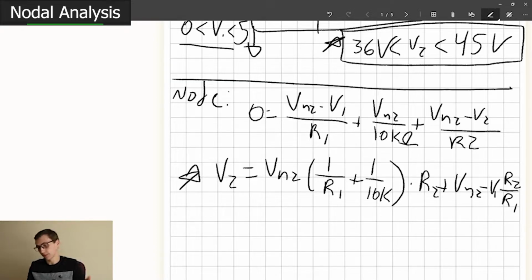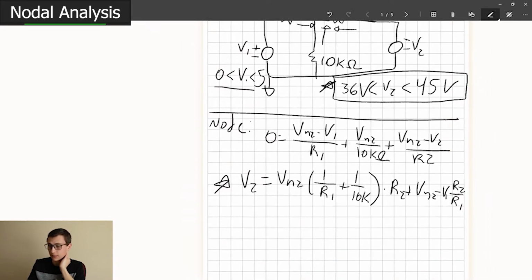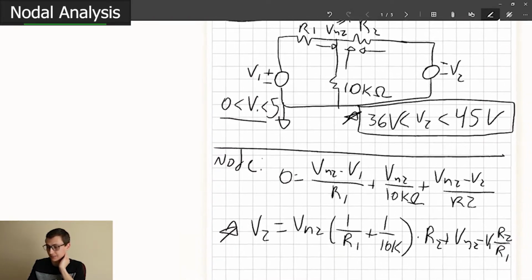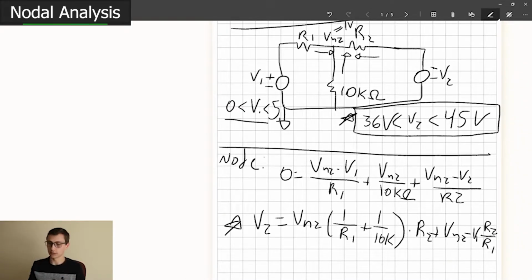What do we do with this? Well, we can do a couple things with it. First of all, before we do anything with this, let's look at the bigger picture and make sure that it makes sense. Looking at our system here, what do we expect to happen? The voltage V2 is basically the output of a power supply.